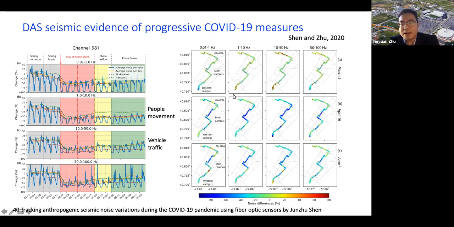And also if you look at the spatial variation, I also used a different frequency. This is from March, April, and then June. You see a very big noise reduction on campus because there were fewer students and less school activity. After the phase green, you see a little bit of recovery. If you want to know more about this research, please go to Junzhu's talk this afternoon.